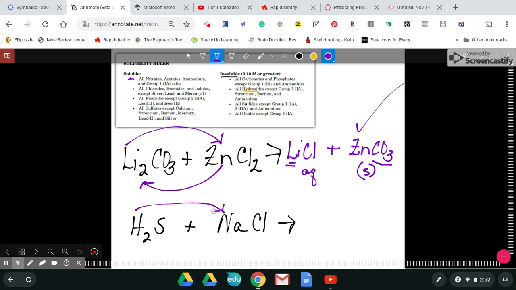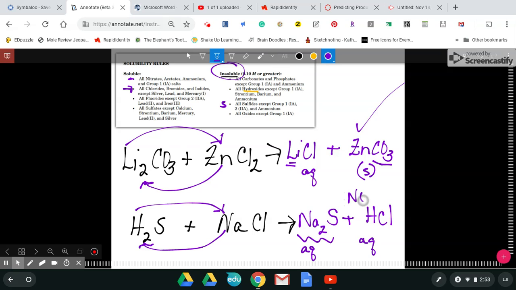So the hydrogen is going to go here. Sodium is going to go here. So I'm going to get Na2S plus HCl. Now, if I look at this, this is a sulfide because it's just an S. It says all sulfides are insoluble unless they have a group 1, and this is a group 1, so this would be aqueous. All right. If I look here, chlorides, all chlorides are soluble. So this would also be AQ, and this would be a no reaction.